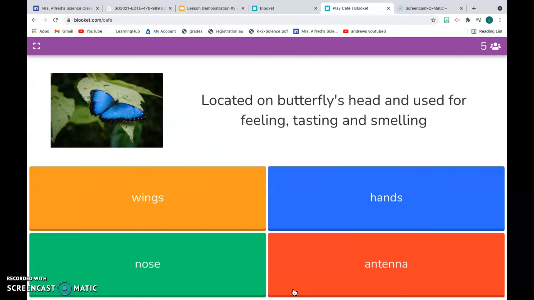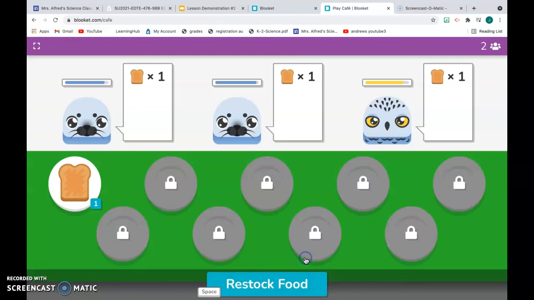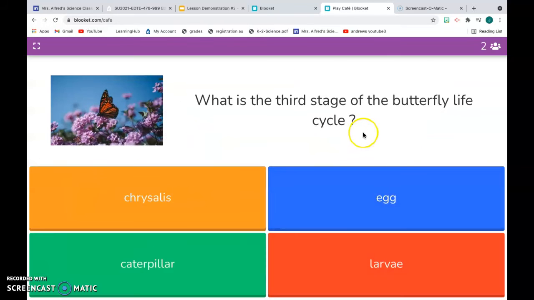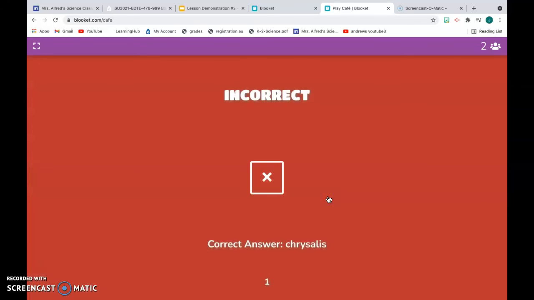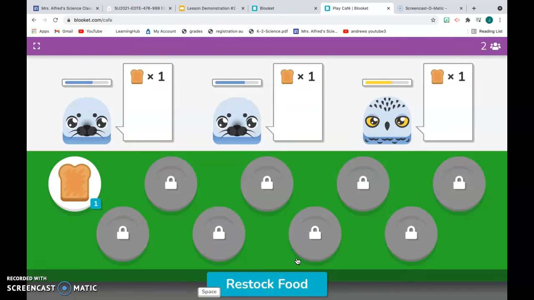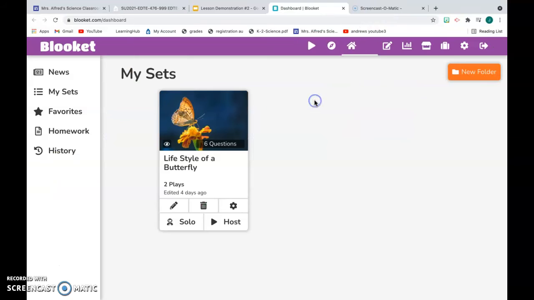And it's asking a question: located on a butterfly's head, used for feeling, tasting, and smelling. Well, what would that be? Antenna. Your answer is correct. And we would move on with the game. The next question: what is the third stage of the butterfly life cycle? And I said the egg because I want to show you that it also gives you the correct answer. So this is an assessment, and it helps the student as they are playing the game to correct themselves. So they're learning throughout the whole time.